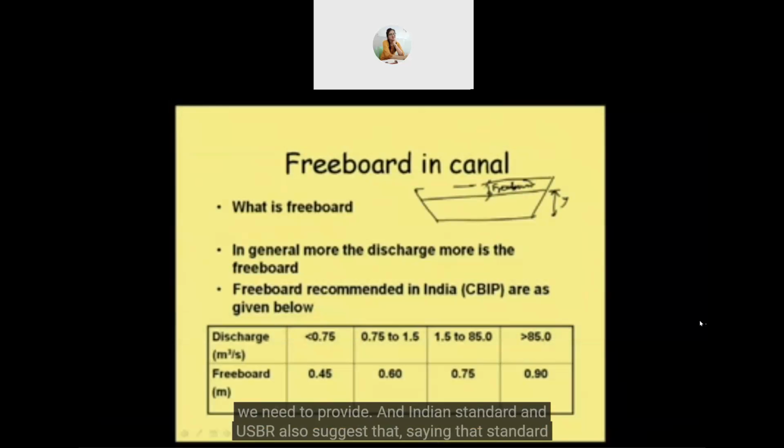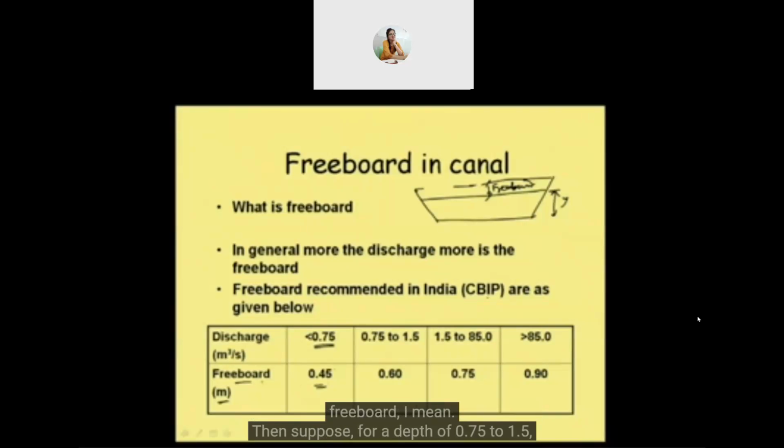The Indian Standard, basically the Central Board of Irrigation and Power, and USBR have also suggested some values. If the discharge is less than 0.75 meter cube per second, the freeboard required is 0.45 meter. Why am I giving this value? Because freeboard is not negligible. Sometimes our water depth Y may be 0.5, but above that we need to add 0.45, almost 100% freeboard. For a discharge of 0.75 to 1.5 meter cube per second, we can have a freeboard of 0.6.